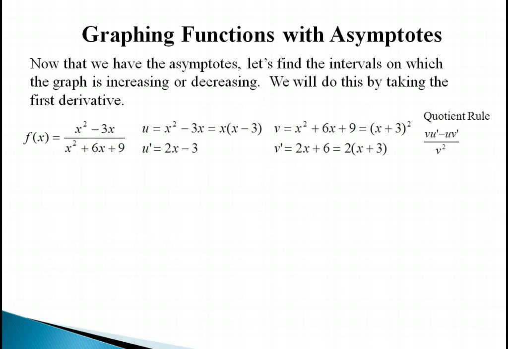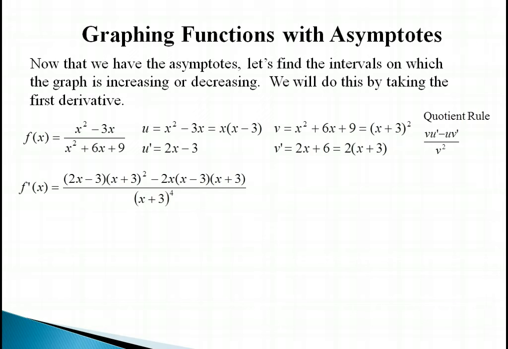Notice I also rewrote them in their factored form because sometimes it's a little bit easier to work with the factored forms. The derivative of the numerator is 2x minus 3, and the derivative of the denominator is 2x plus 6. We're going to plug that into our quotient rule formula. So with our quotient rule, we have v times u prime minus u times v prime all over v squared. And notice I wrote everything in factored form.